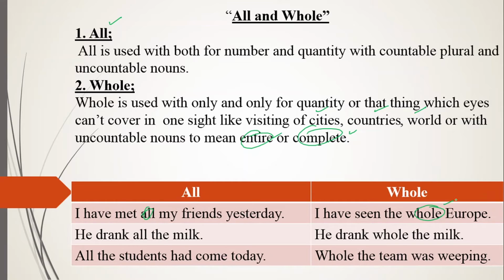In all Europe, in World War First, there was a huge war between the countries. So this is what, in all Europe. So you cannot cover it with your naked eyes at once. So for that you will be using "all".